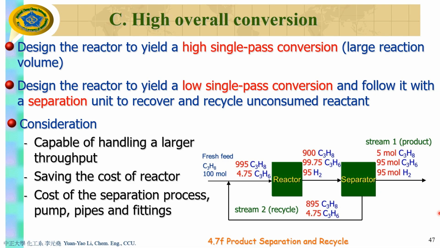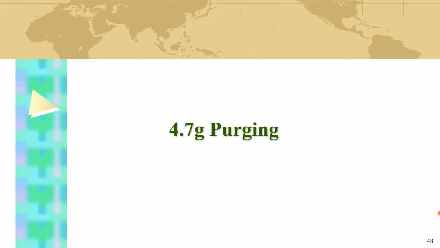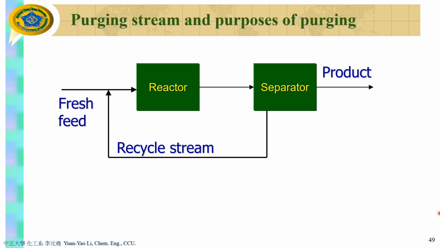Okay, so this is another concept of the recycle stream. So next topic we want to talk about is purging. Right, so I hope you still remember, you have a reactor, you have a separator, and this is the recycle stream. Right, this is fresh feed, this is product. We just learned this. So where is the purging stream? Purging stream is this one.